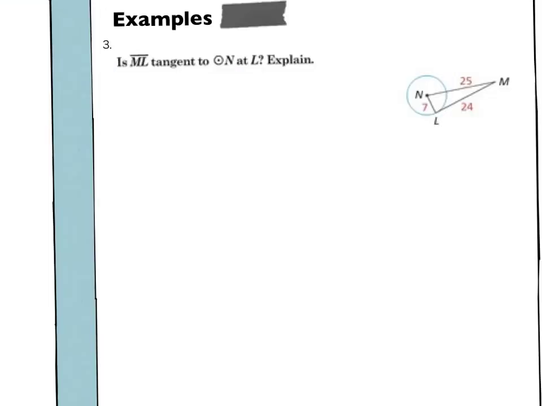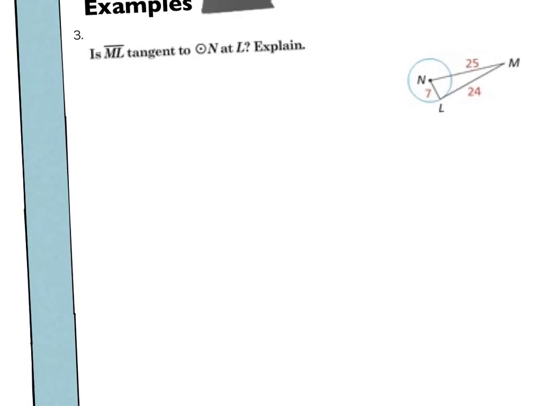So number 3 is a question that I wanted you to see, but it's asked in a different way. It's very similar to question number 2. It says, is ML tangent to N at L? Explain. Well, we've got these 3 measurements, and they're saying that we have ML, and we want to know if it's tangent to circle N.